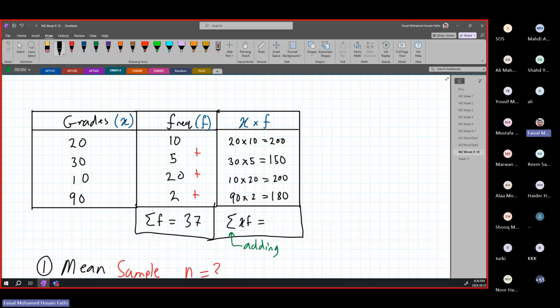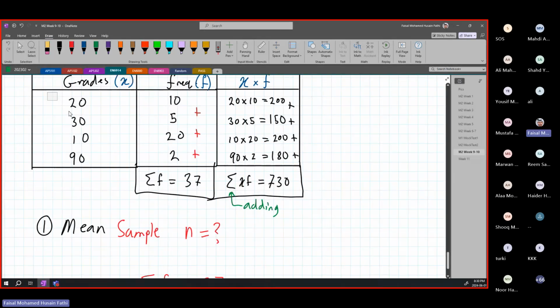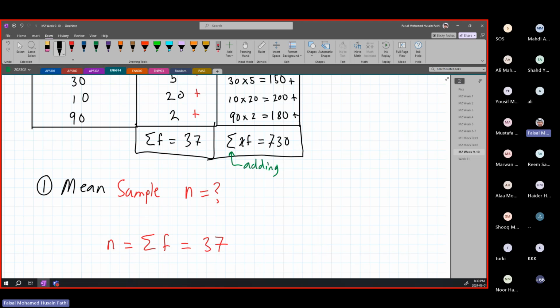So in this case we are going to do 200 plus 150 plus 200 plus 180, which is going to give us 730. All right, so you can think of this as the total grade. When you're adding all the grades together, this is the total grade that you get. And this is the total students that you get. So now we can just apply the mean equation, but in this case, it will be x bar, which is sigma xf divided by sigma f.